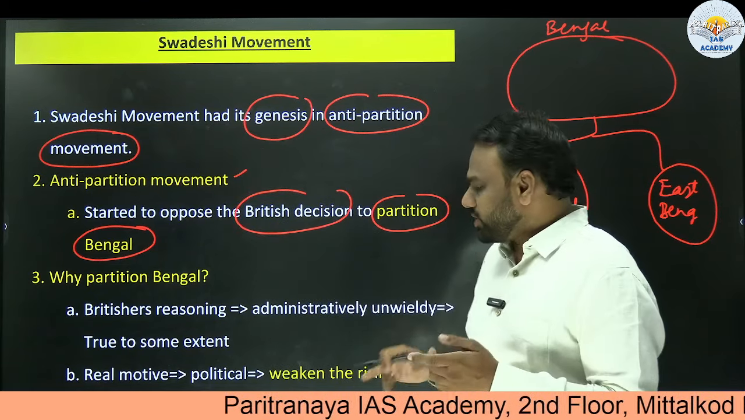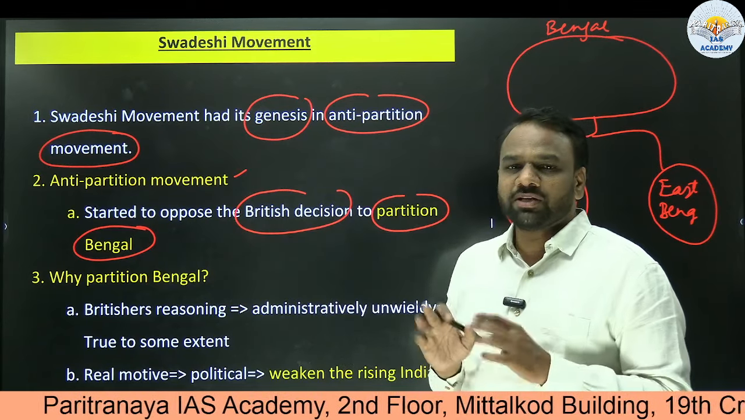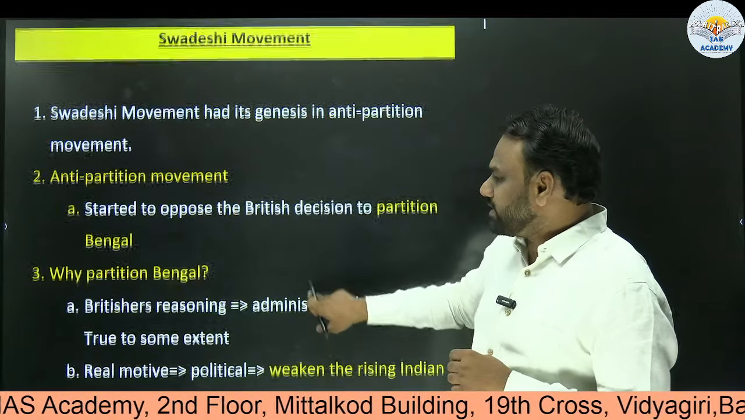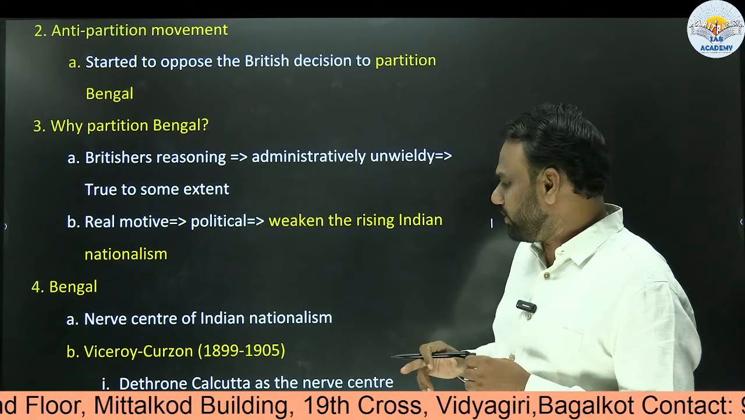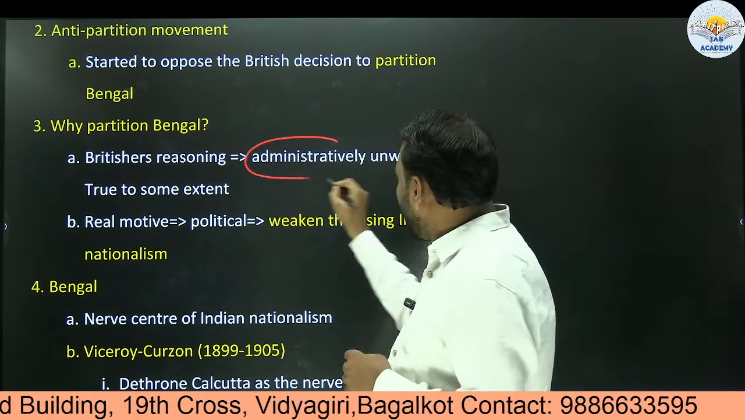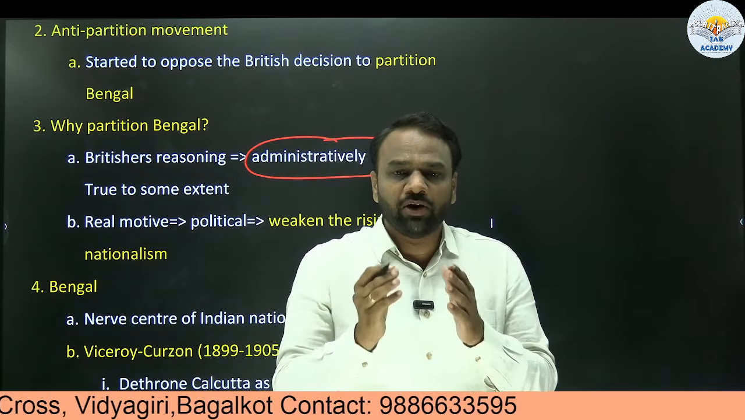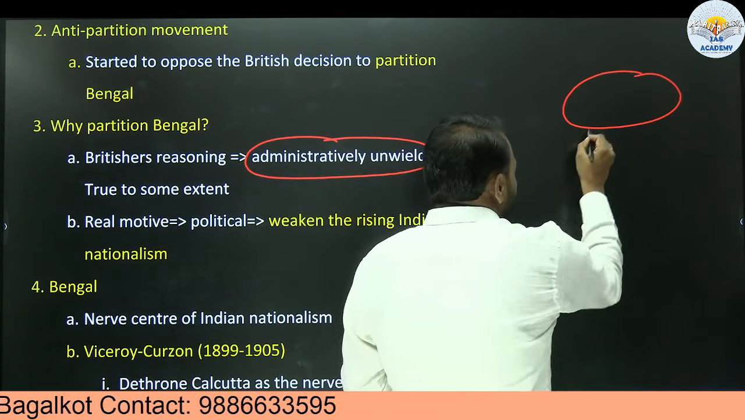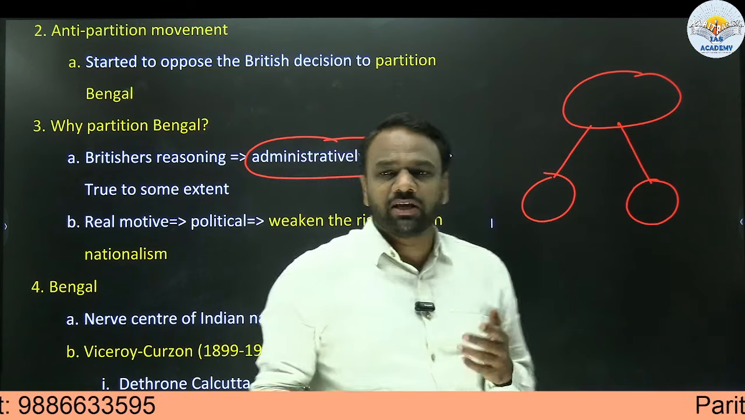The next question that arises is, why did the British want to partition Bengal? What was the reason for the partitioning? The reasons given by the British are different from the actual reason, so let us delve into that. The British said that Bengal was administratively unwieldy. Bengal was too large to administer, so in order to ease the administration, rather than administering a larger area, if it is split into two parts, then administration will be easy. This is the reason given by the British.